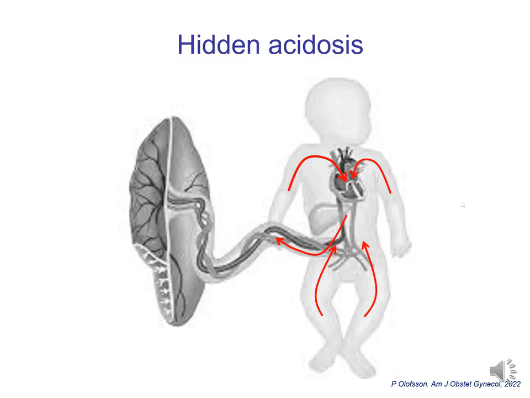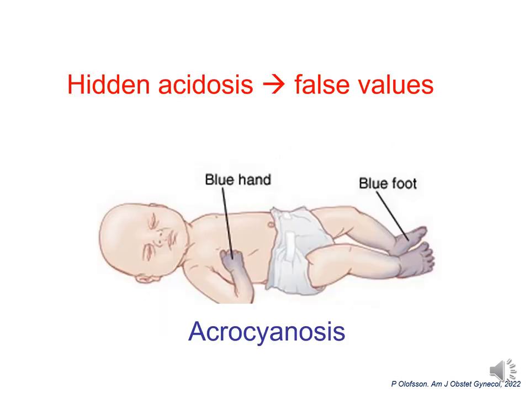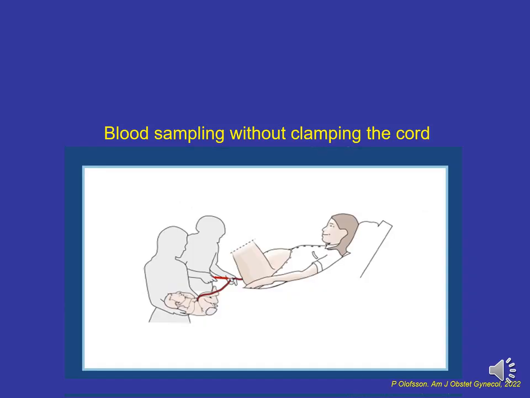After birth, when the baby starts to be active, these acidic metabolites flood into the central circulation and further to the cord. This we call hidden acidosis. Hidden acidosis may result in falsely acidic cord blood gas values. The down-regulated peripheral circulation is recognized as acrocyanosis in the newborn. It is not difficult to solve the issues associated with early and late cord clamping. Simply puncture the unclamped and still pulsating cord without delay and draw the blood.